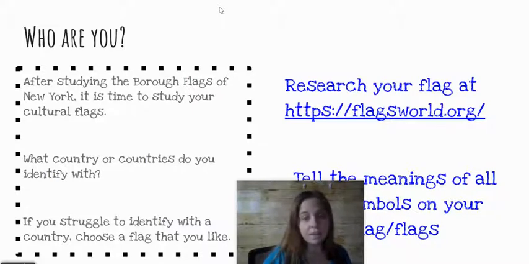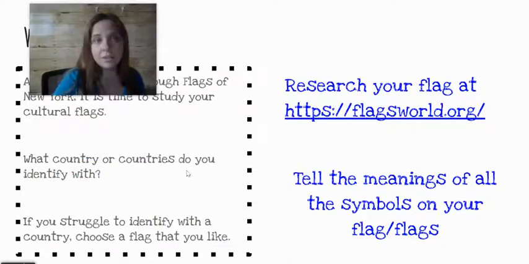Either they can have a conversation with their guardian, or if that's not a possibility, maybe they're going to choose something that represents their values or something that they're drawn to. Maybe they're looking at a flag and they're like, oh, I like the way this looks. But the idea is that they're going to come up with their country or countries that they identify most with and really take it and find out what are the meanings on their flags.